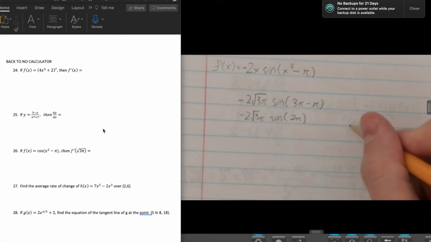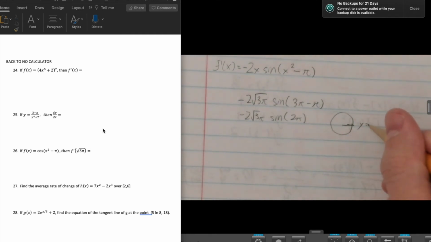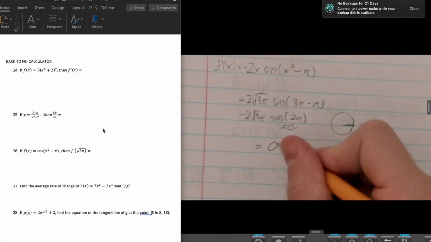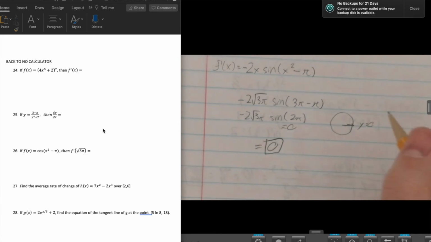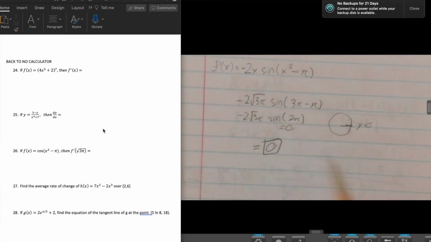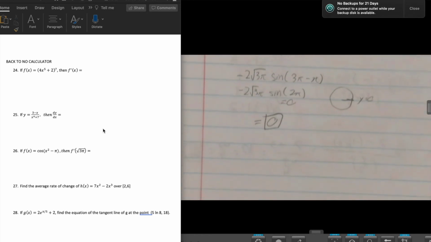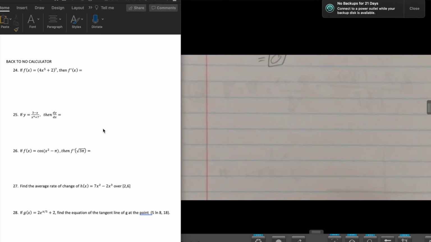Now 2 pi is when you take a full loop around the unit circle and then you say, what's the y value? Well, the y value is 0. So that means this whole thing is 0. And that means the entire thing is just 0, because anything times 0 is 0. So we kind of did all that work really caring about the root of 3 pi and thinking it was going to be a bad time just to get 0 and have it not even matter. So that was convenient. Hopefully that happens on the test as well.